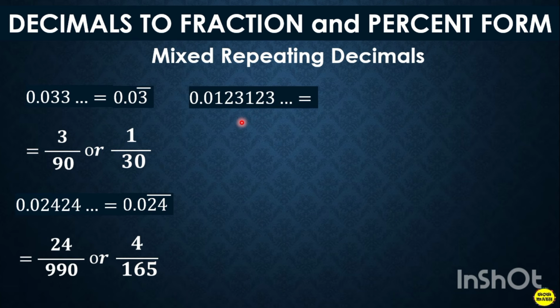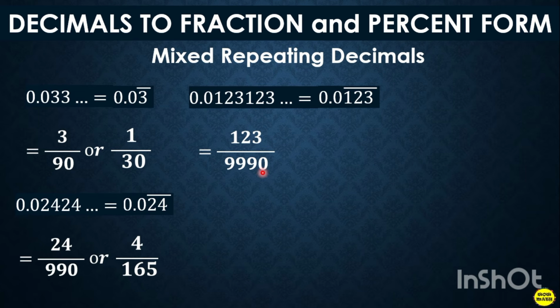Next. So, I have here 0.123 vinculum. So, we have 123. Ilan ang repeating? 1, 2, 3. So, 999. Ilan ang non-repeating? Isa. So, mag-add tayo ng isang 0. So, 9990. So, we have 41 over 3,330. So, ito po ang kanyang lowest term. Next.